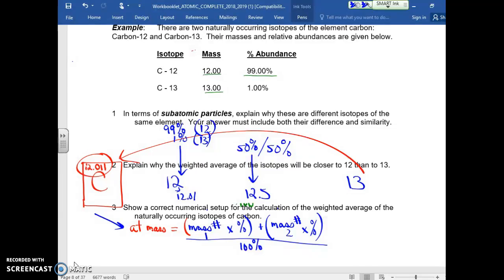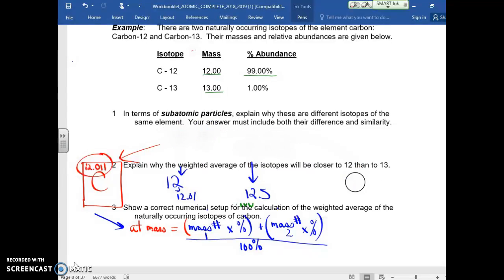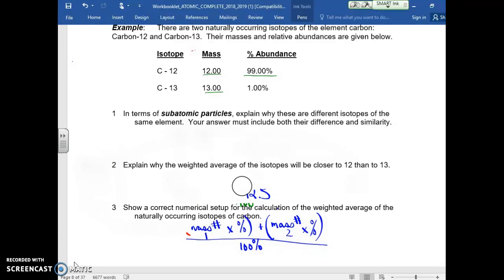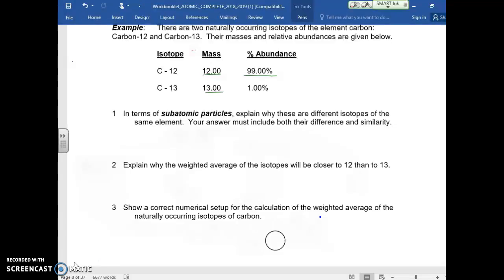Finally, this goes back to the previous lesson: explain in terms of subatomic particles why these are different isotopes of the same element. It doesn't matter what isotopes we're talking about, it's always the same explanation. The difference is different numbers of neutrons. And the similarity is the same number of protons. If you write anything other than that, we can't give you credit, even though you are stating the truth.